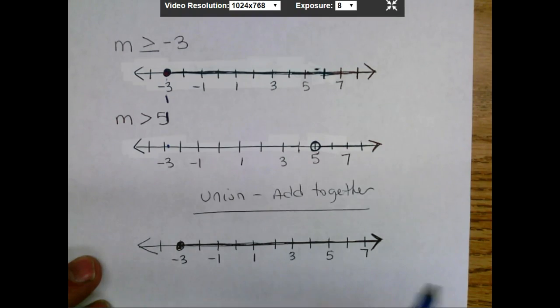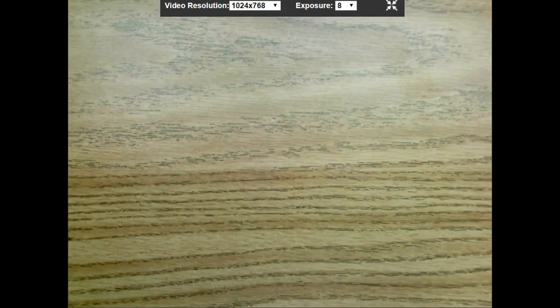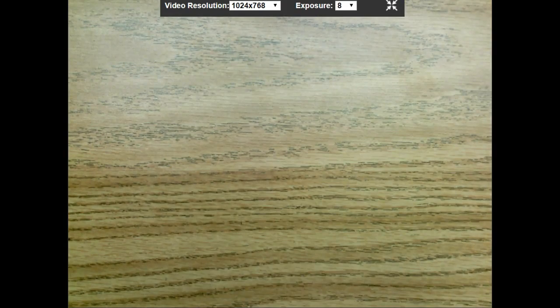Sometimes you might have something in the middle that's not covered. Sometimes they might overlap, so then it just becomes this giant one going to the right. So that's an example of a union. Let me show you one more here.